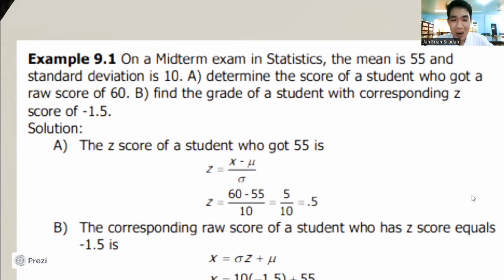Solution: for the z-score of a student who got 60, we use the formula z equals x minus mu over sigma, where on the problem x equals 60, mu equals 55, and sigma equals 10. Therefore, we substitute in the formula: z equals 60 minus 55 over 10, equals 5 over 10, or 0.5, or 1/2.